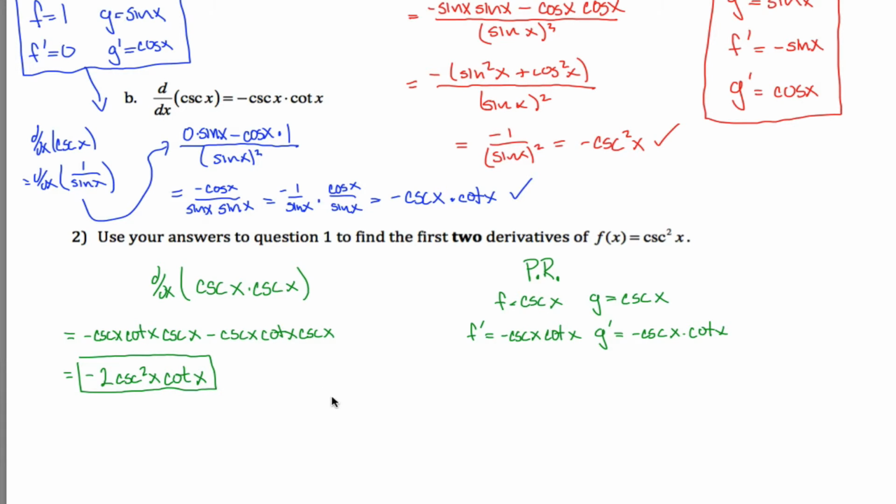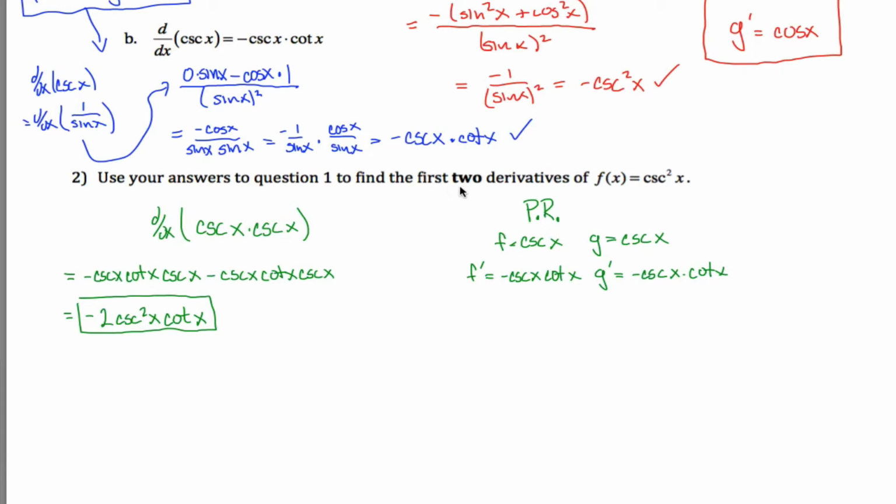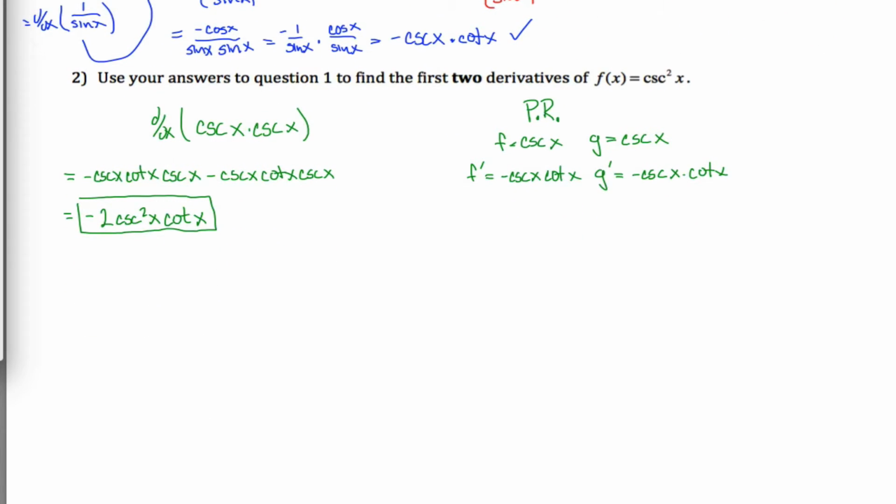Unfortunately, I'm not done here because I'm supposed to find the first two derivatives. So this might be the first derivative. Let's figure out the second derivative. Maybe I'll label this a little better. This is my first derivative. Might be missing an R in there, but whatever. It's not an English class. I want to take the derivative of that thing to figure out the second derivative.